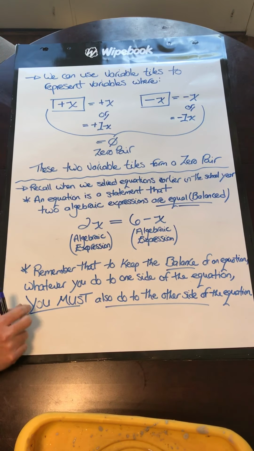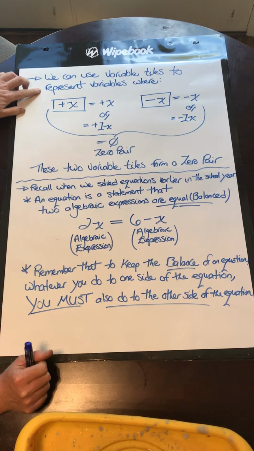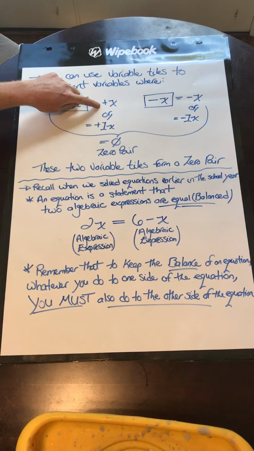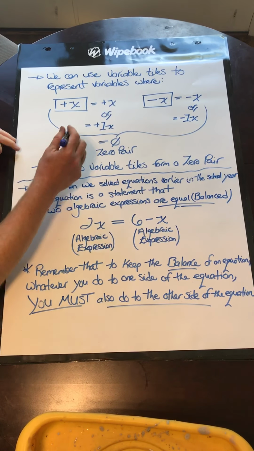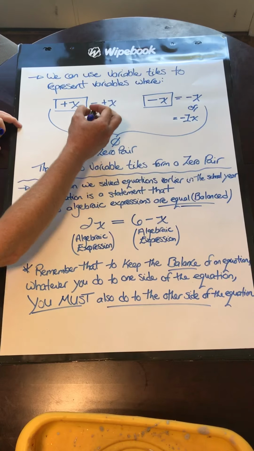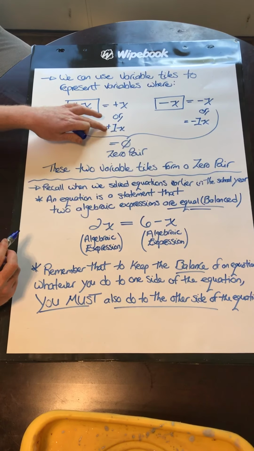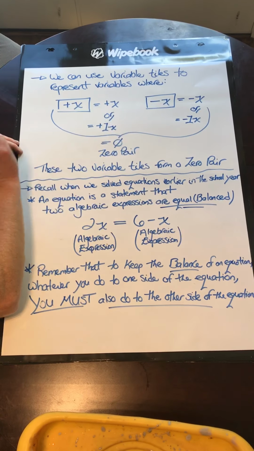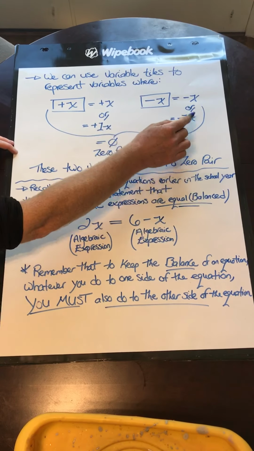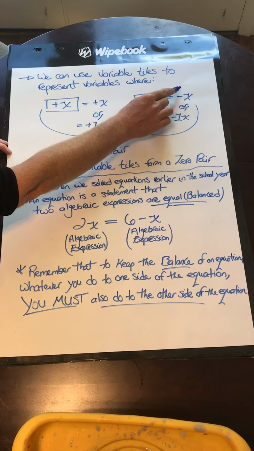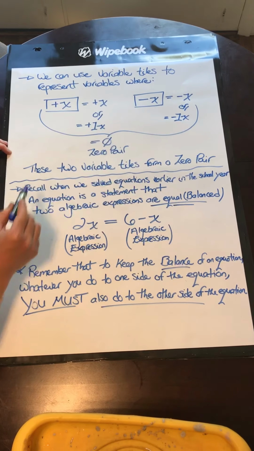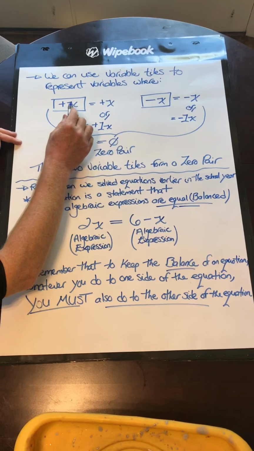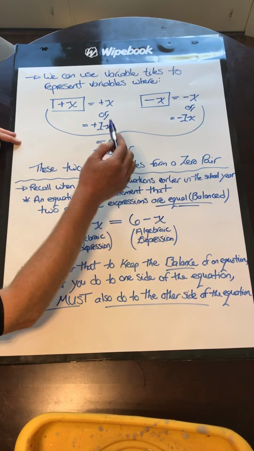We can use variable tiles to represent variables, where a positive x variable tile is equal to a positive x or positive 1x. Remember, with this positive x, it's assumed that there's a 1 in there, so a positive 1x. And then we have a negative x variable tile, which equals negative x or negative 1x. Again, we don't always put the 1 in, so it's assumed that there's a 1 if there's no number. And again, if we put these two variable tiles together, positive x and negative x, we get a zero pair.